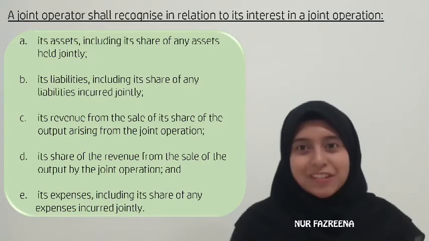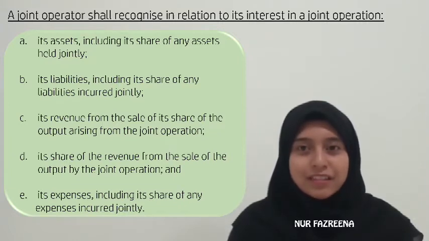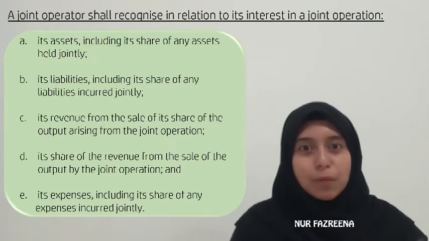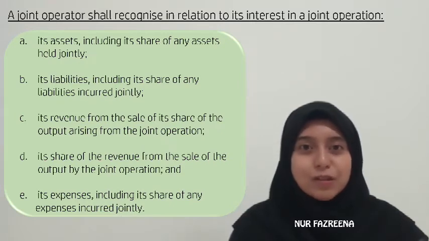A joint operator shall recognize in relation to its interest in a joint operation: A. Its assets including its share of any assets held jointly. B. Its liabilities including its share of any liabilities incurred jointly. C. Its revenue from the sale of its share of the output arising from the joint operation. D. Its share of the revenue from the sale of the output by the joint operation. And E. Its expenses including its share of any expenses incurred jointly.